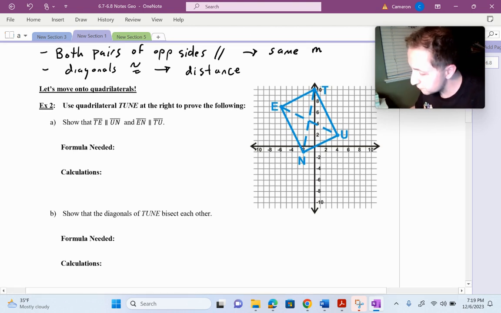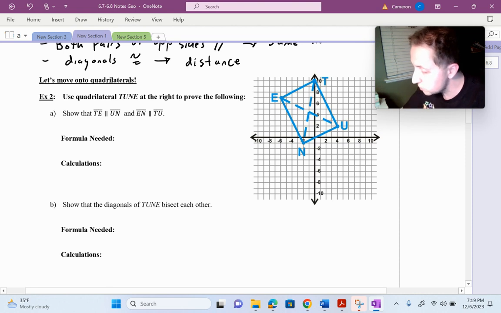So here I've graphed for you quadrilateral tune, T-U-N-E. Maybe put the vertices in red. T-U. Hey, it's a tune. I should sing it. T-U-N-E. Okay. There's the math song of the day.